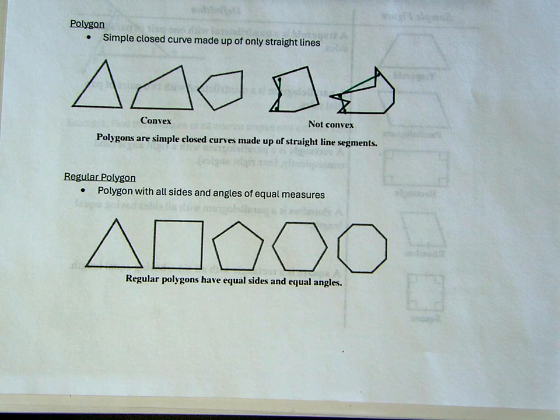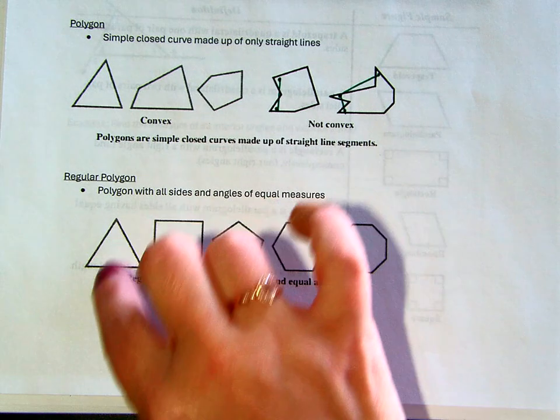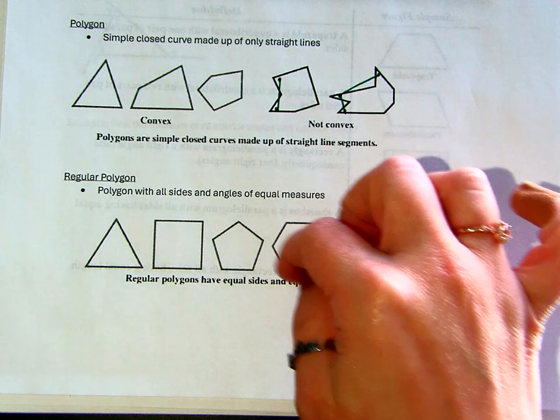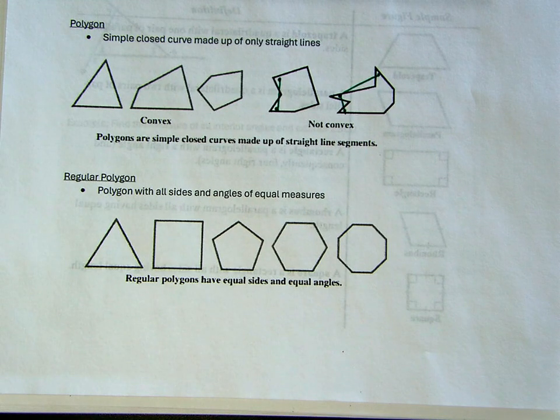And so regular polygons are the nice ones. All the sides of this triangle have the same measure, or all the sides of my hexagon have the same measure, and thus all the inside angles would have the same measure.